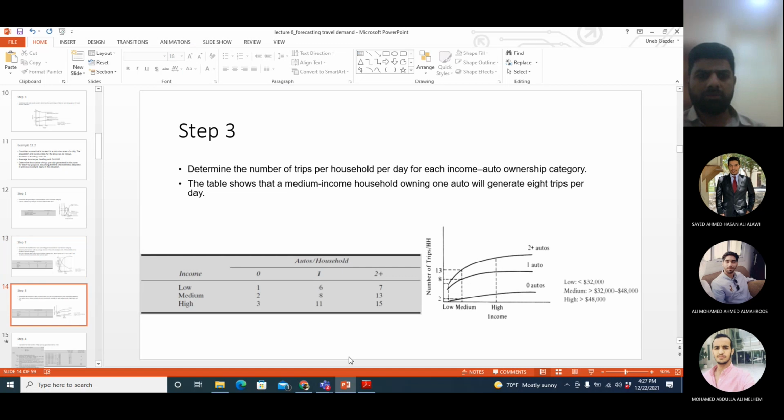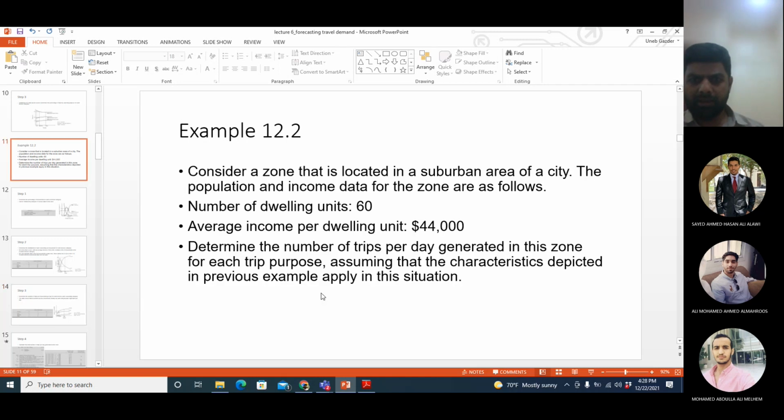Okay, moving on. The next step is to find out the number of trips per household per day for each income category. Now, again, for each income category and each car household, the average number of trips are already calculated. So for example, the average, again coming from the sample data, let me go back.